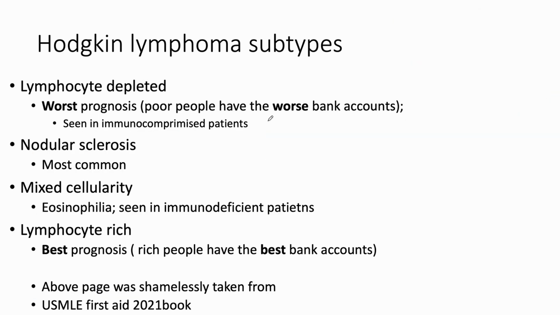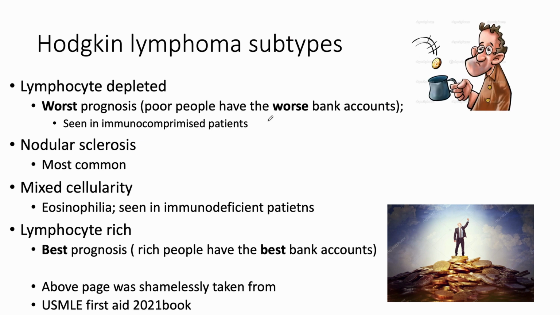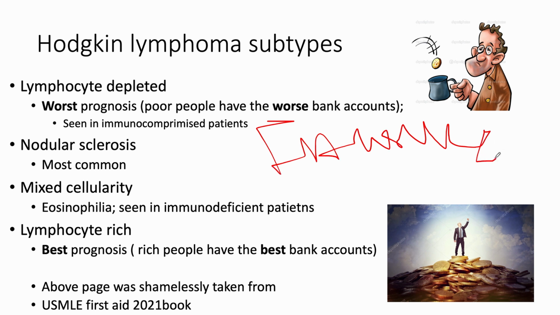Okay, lymphocytes. Over here, lymphocyte depleted is going to be the worst prognosis. Poor people have this, again from First Aid USMLE. As you can see, the First Aid USMLE 2021 edition is the book which I've shamelessly taken too many mnemonics from. Check it out. Worst prognosis, worst bank account, senior immunocompromised.